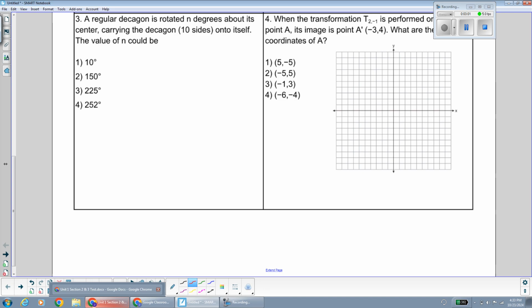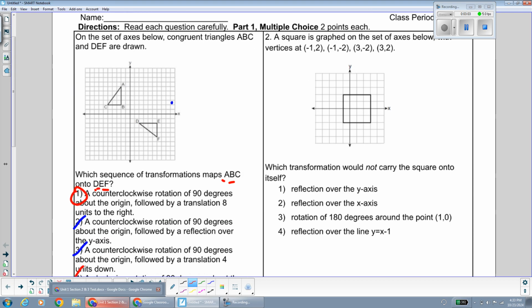Okay, for number 2, which transformation would not carry the square onto itself? So number 1 says a reflection over the y-axis. That's not a line of symmetry. So if I fold it over, it's not going to look like itself. It's not a line of symmetry. So that is the correct answer choice. Let's talk about the other ones. The x-axis is a line of symmetry.